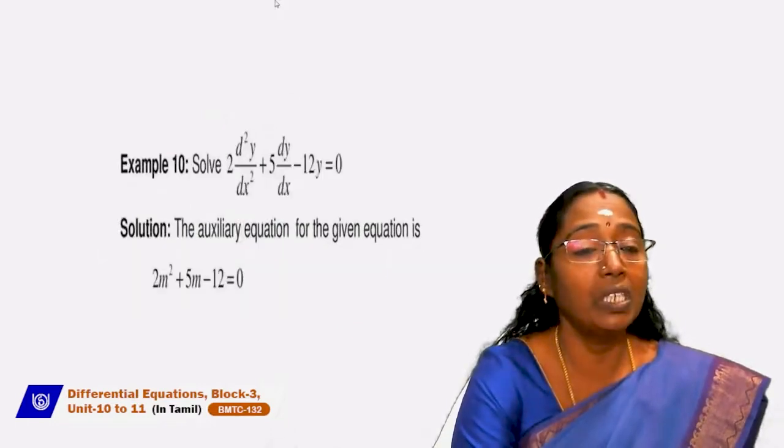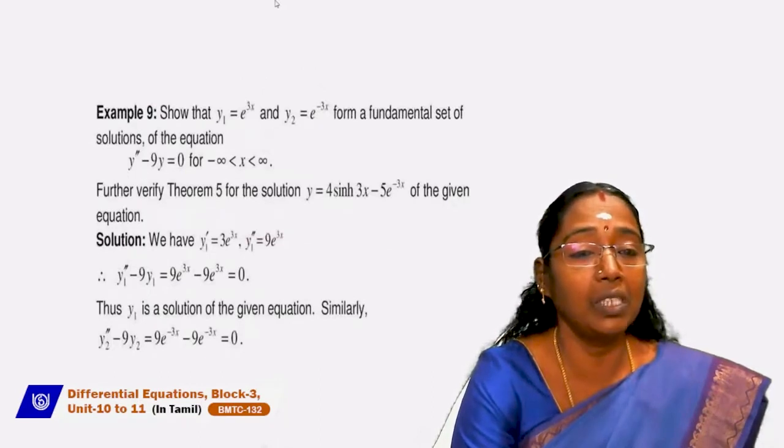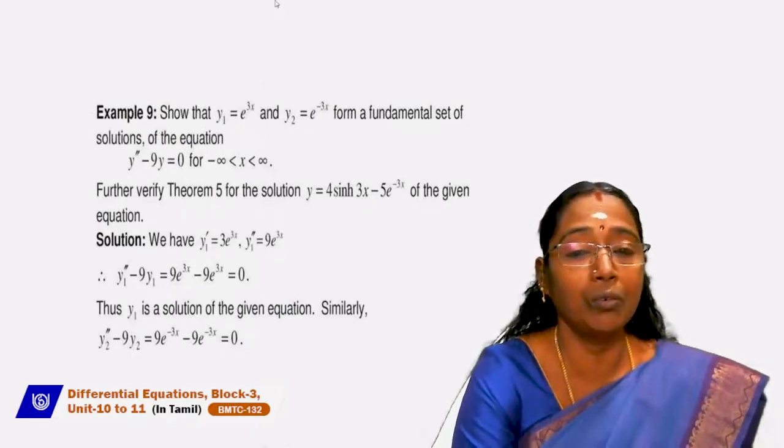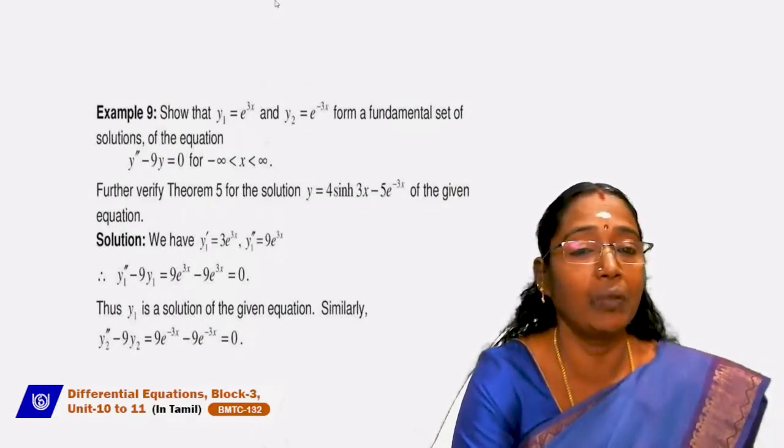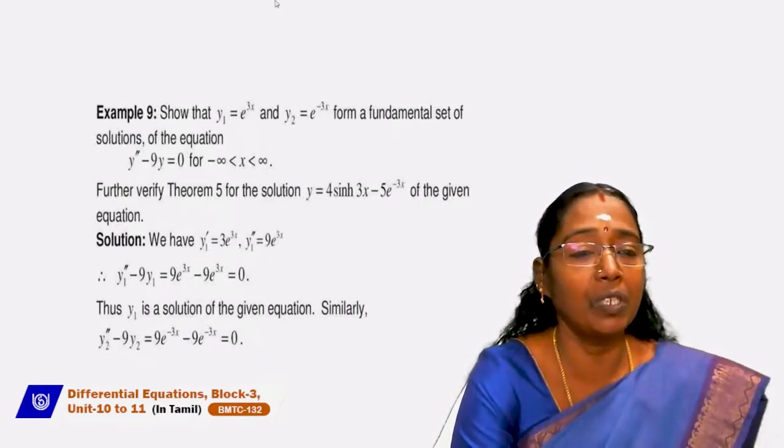Here we come across another example: y1 equal to e^(3x) and y2 equal to e^(-3x). Suppose one more function is given, y3 equal to e^(2x). These three form a fundamental solution of the third order equation, namely y triple dash minus 9y dash minus 9y equal to 0, in the same interval.